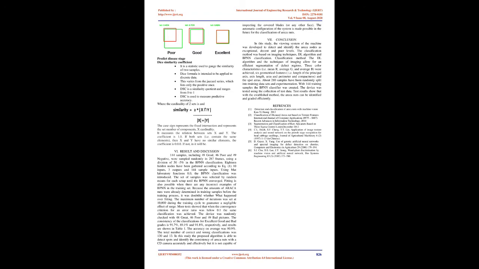It is a statistic used to gauge the similarity of two samples. The Dice formula is intended to be applied to discrete data. This varies from the Jaccard index, which lists only the positives. DSE is a similarity quotient and ranges from 0 to 1. DSE is used to measure predictive accuracy, where the cardinality of two sets is used. The cap sign represents the intersection, and the cardinality represents the number of components. It measures the relation between sets X and Y.